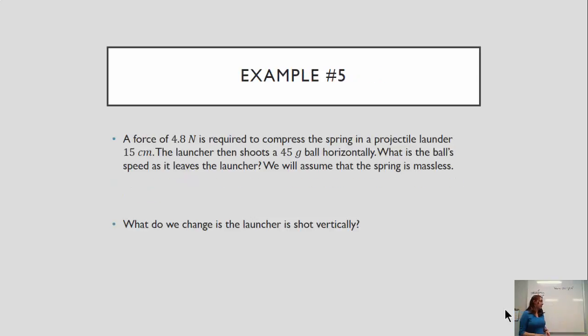A force of 4.8 newtons is required to compress a spring in a projectile launcher by 15 centimeters. The launcher then shoots a 45-gram ball horizontally. We want to know what is the ball's speed as it leaves the launcher. That last little bit, that we are assuming the spring is massless, is just to help make sure our math is not too complicated.